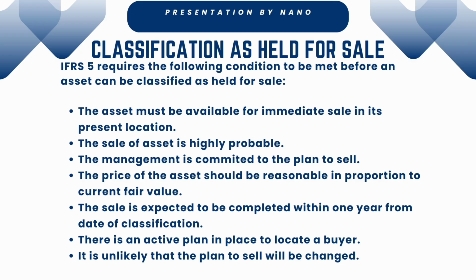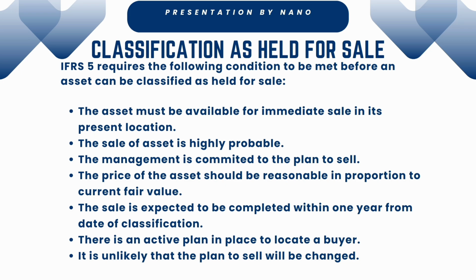3. The management is committed to the plan to sell. So now we know that management have made up their mind to sell that asset. It's not, oh, we might want to sell it, we might not want to sell it. They are sure and certain that this asset is now put on sale. So if a buyer comes now, the buyer can pay and get the asset. So they are certain about their decision to sell.